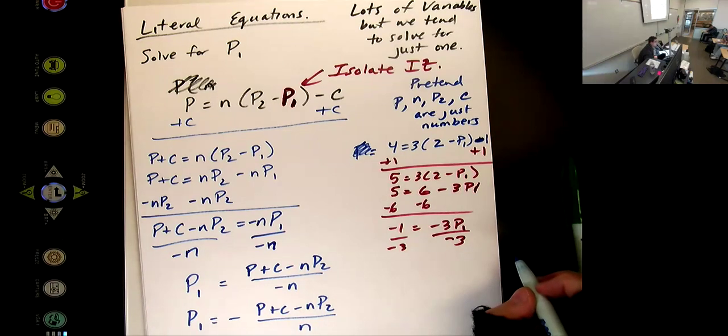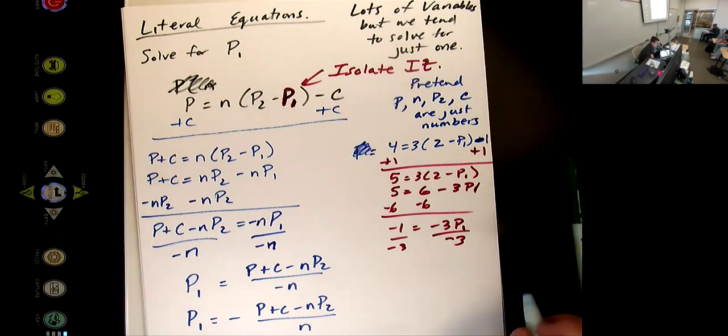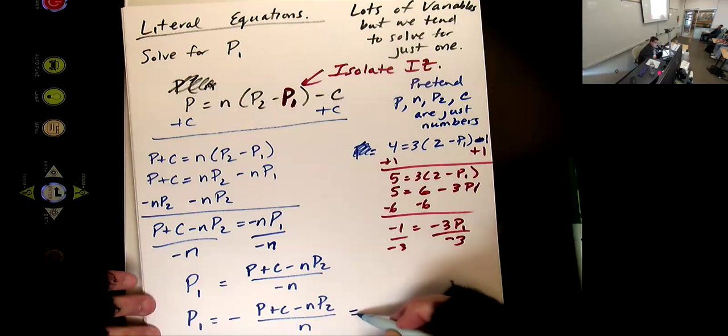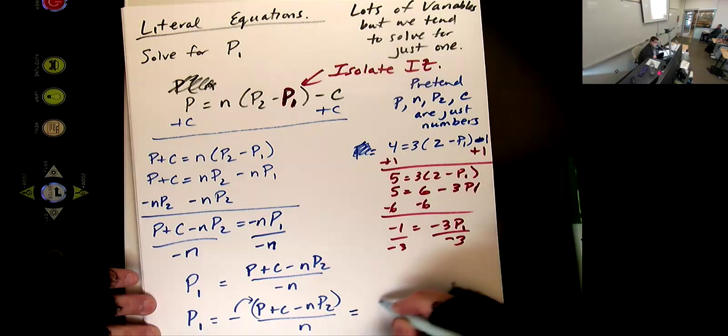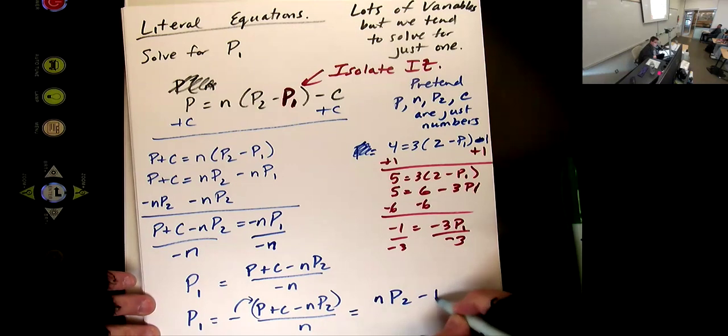Believe it or not, this is suboptimal, because when you're writing, a lot of people write that negative really close to the fraction, and when you look at it, it bleeds into it and you don't see the negative sign anymore. The better choice is distributing the negative on top, which literally just changes the signs of everything. I could put NP2 minus P minus C over N.